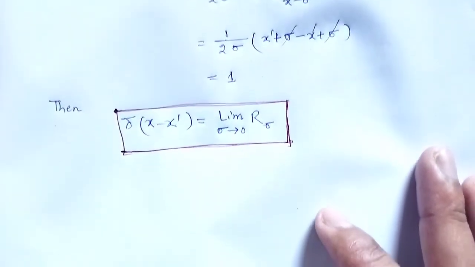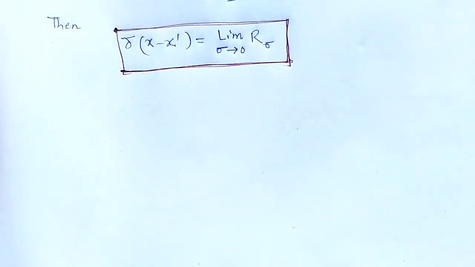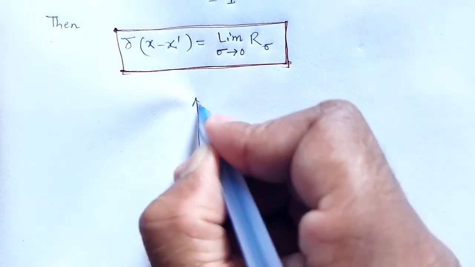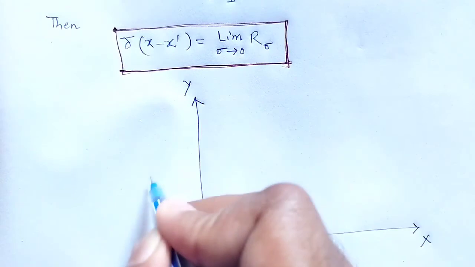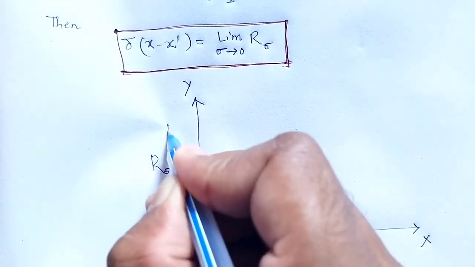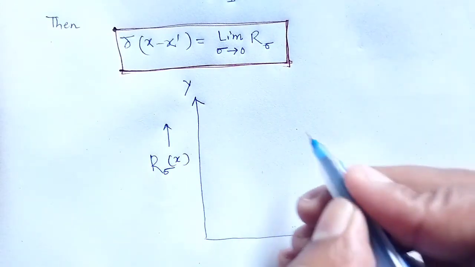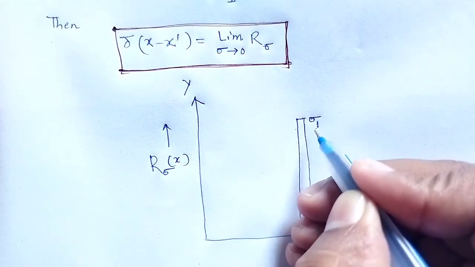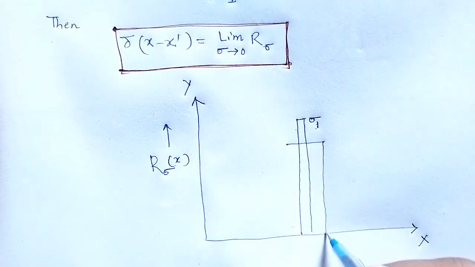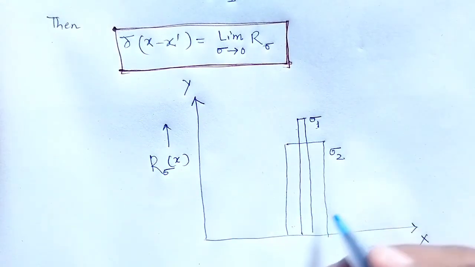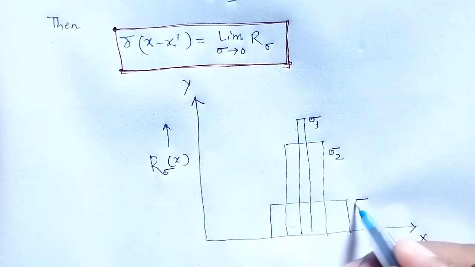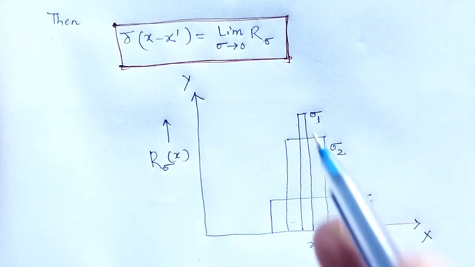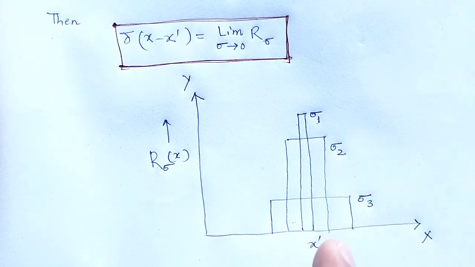How can we graphically represent the rectangular function? Say x, y, that is r sigma of x on the y axis, sigma 1, that is sigma 2, that is sigma 3, that is x dash. This is the graphical representation of the delta function as the limit of rectangular function.